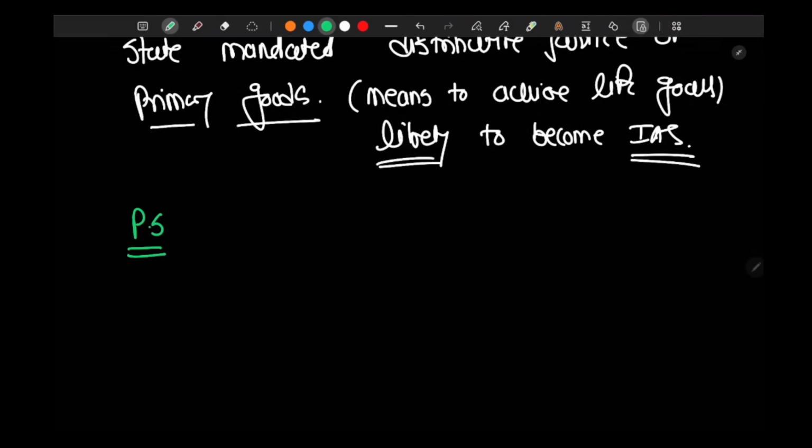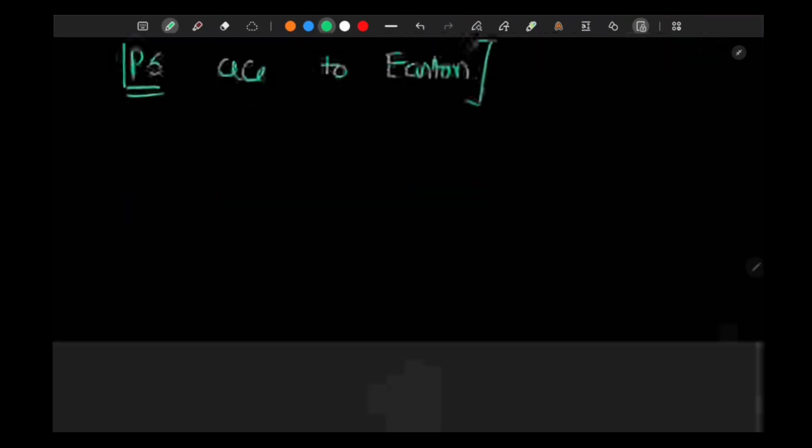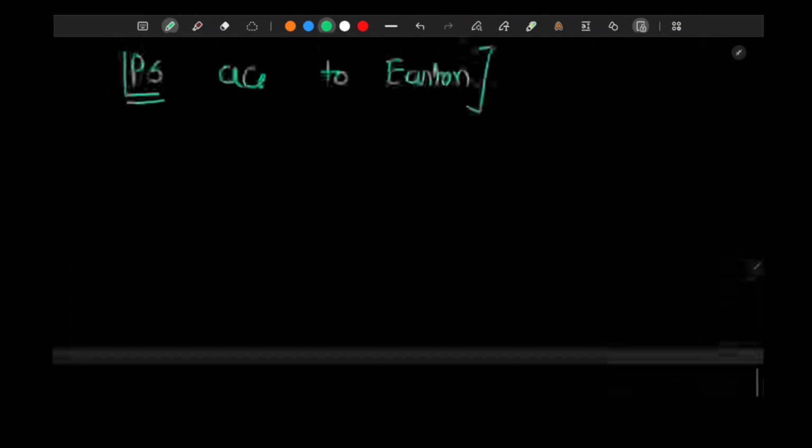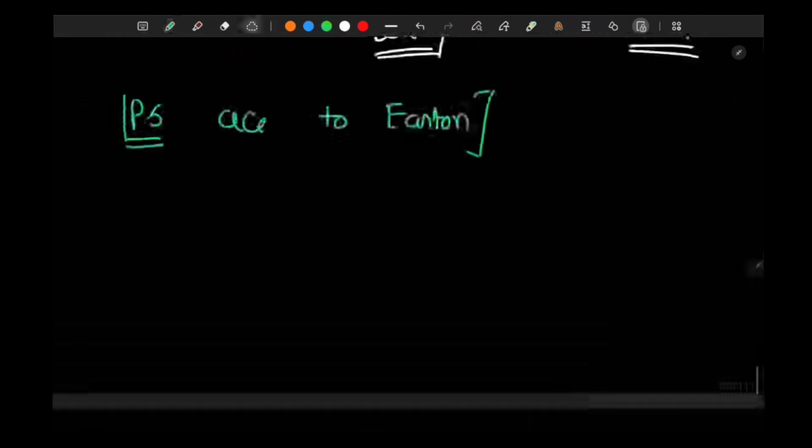When writing answers, do not forget to mention this. You can start with this. David Easton, in his political system, mentions that the political system performs the unique function of authoritative allocation of values. So, the political system according to Easton. In the next page, I will make this. It is going to take a lot of space.